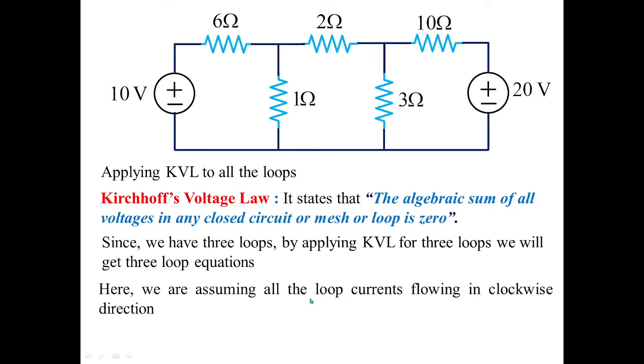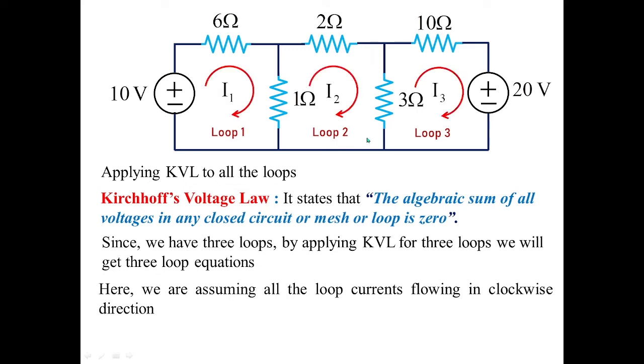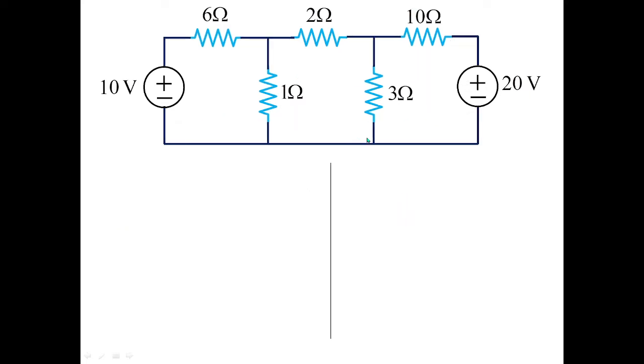Here we are assuming all the loop currents flowing in clockwise direction. So this is loop 1 here, this is loop 2 here, and this is loop 3 here. We have 3 loops here. So the loop currents which are going to flow in these 3 loops are I1 in clockwise direction, I2 in clockwise direction, and I3 in clockwise direction. When the currents are flowing in clockwise direction, we have to apply KVL to the individual loop.